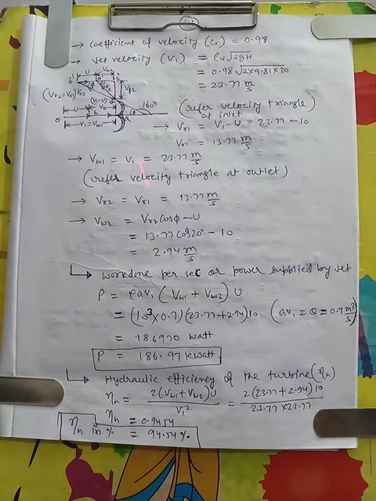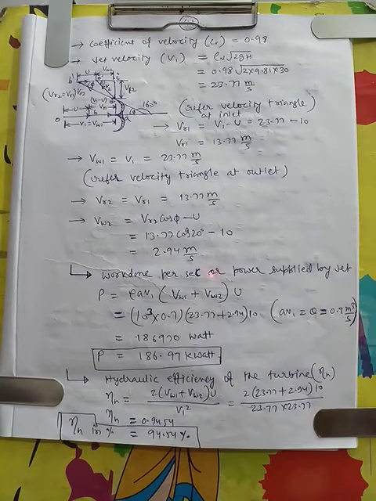That is the VW2, and VW2 will be VR2 cos phi minus U: 13.77 cos 20 degrees minus 10, that is 2.94 meter per second. VW2 calculated is 2.94 meter per second.